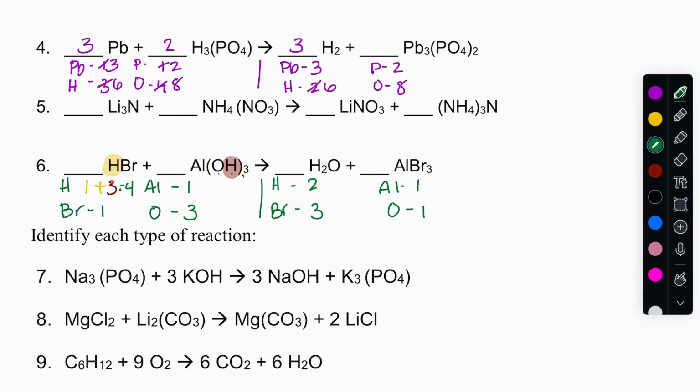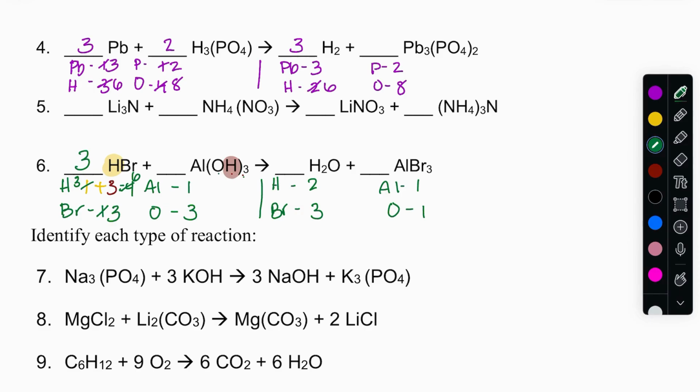So let's start with my bromines. On the left, I have 1. On my right, I have 3. So a 3 coefficient here is going to fix that. It's also going to change this yellow one to a 3, plus 3 is going to give me a 6 count for total now. So now my bromines are good. My hydrogens are still weird.